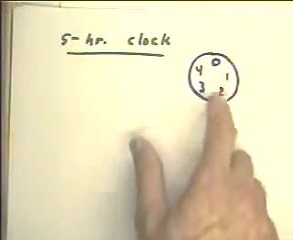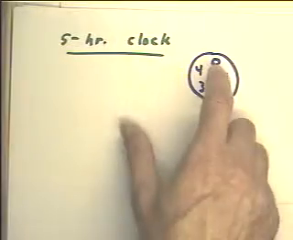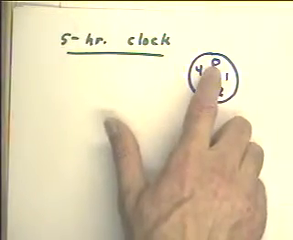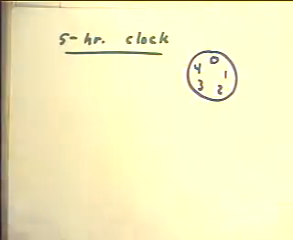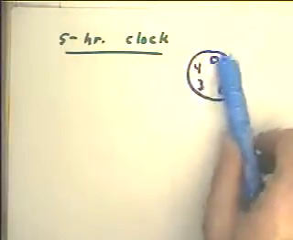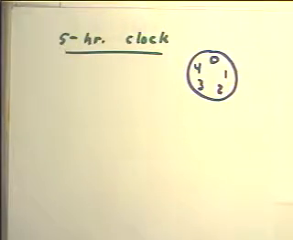If we do this kind of arithmetic with a 12-hour clock, we would replace the 12 by a 0. And we'd have the numbers 1 through 11, and then 0 at the top. Now on a 5-hour clock, one of the first questions we could ask is, what would we get if we did some arithmetic on this clock?